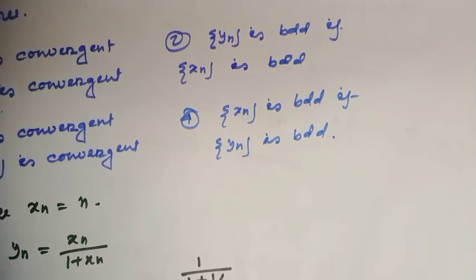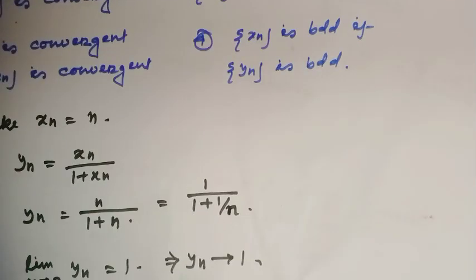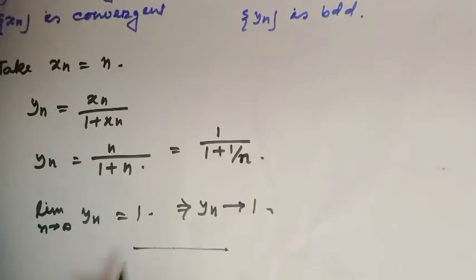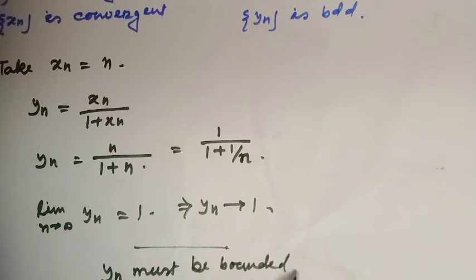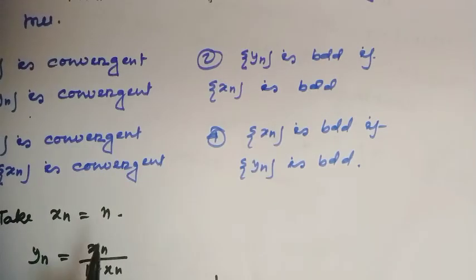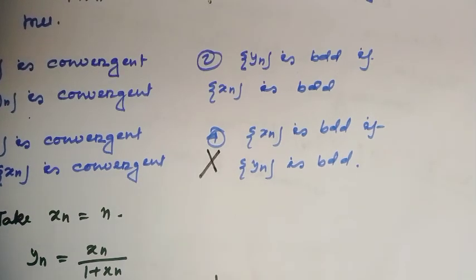We know every convergent sequence is bounded. Since yn is convergent, then yn must be bounded. But xn equal to n is not bounded. So option 4 is also a wrong option. Are you getting my point? Okay.